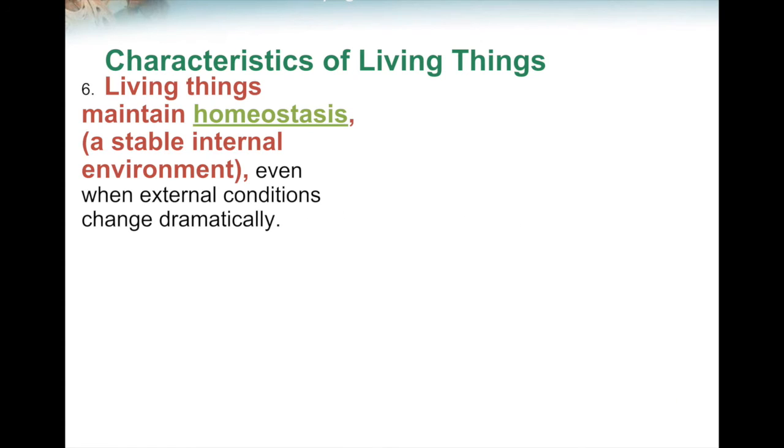The 6th characteristic of living things is that living things maintain something called homeostasis, which just means a balance. Now, our bodies have to be at a balance because if it's not at a balance, then it's not going to work properly. So an example of when living things have to keep their bodies in a homeostasis or a balance is, for example, with temperature.